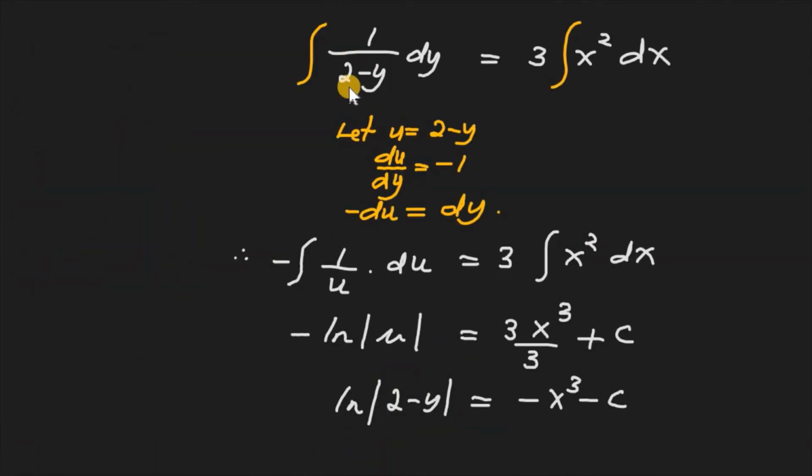So simple, use substitution. We simplify this such that dy is negative du, and over here we integrate all. So here this is a negative ln u, and here we have 3x cubed over 3, and we simplify. But still you cannot leave your answer in terms of the ln. What is u there? u was 2 minus y. So you need to simplify further to get your answer as a single y only.